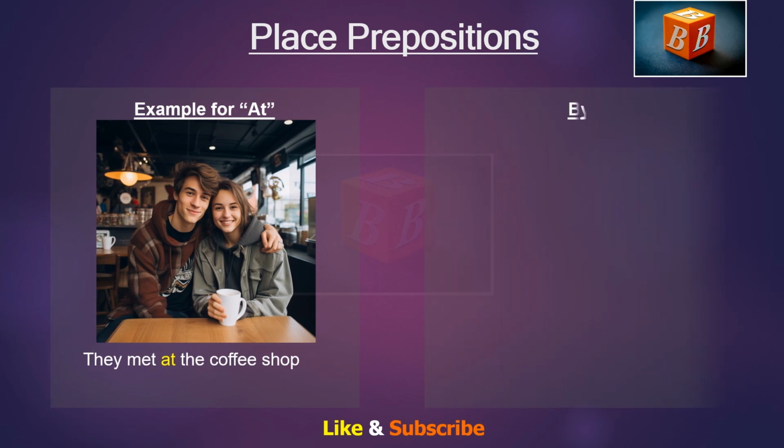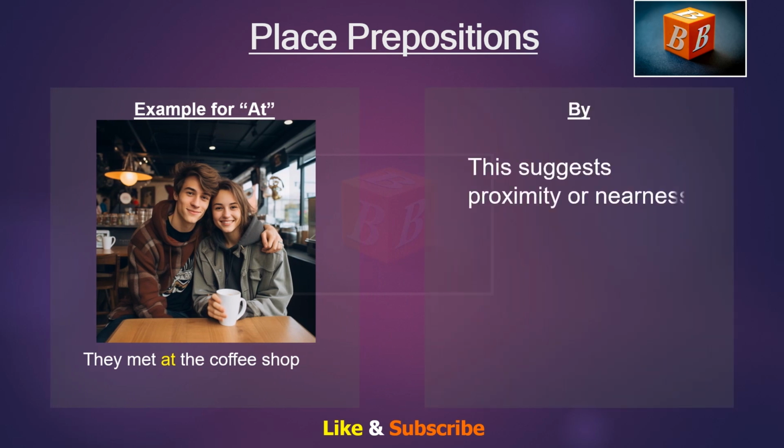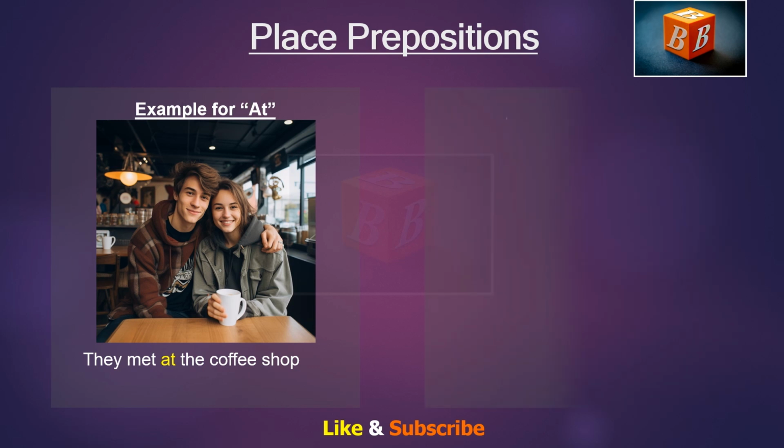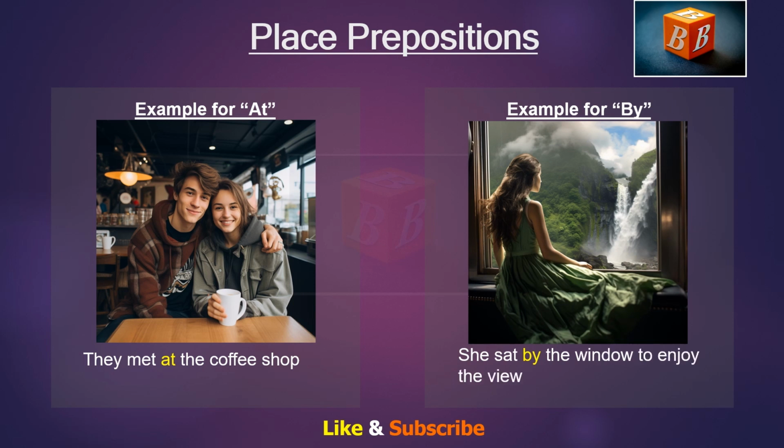Let's see, by. This suggests proximity or nearness. It can also indicate the agent performing an action in passive voice. In the sentence, she sat by the window to enjoy the view, the word by is a place preposition. It tells us that she is near or next to the window. By often indicates close proximity, suggesting she chose this spot to closely enjoy what's outside. So, by the window means she's sitting close to it, in a position to appreciate the view comfortably.